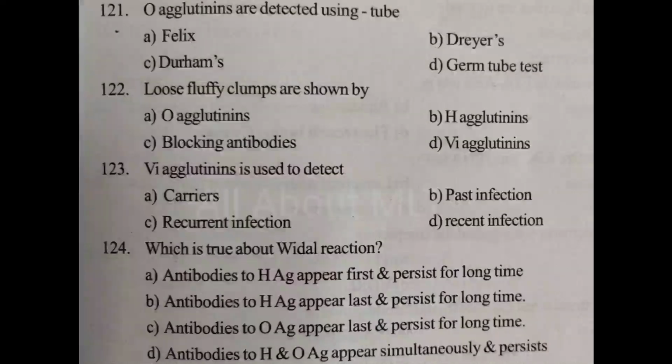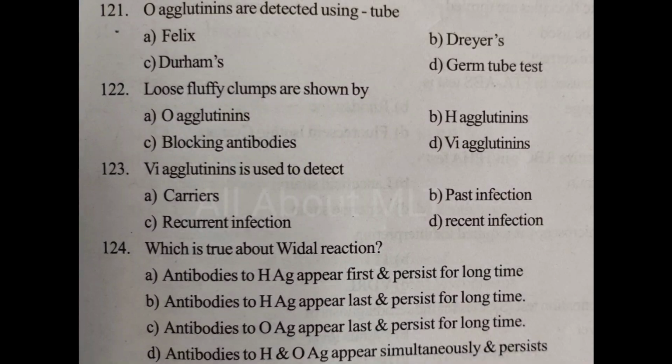O agglutinins are detected using dash tube. Option A, Felix. Option B, Dryers. Option C, Durham's. Option D, germ tube test. Answer is option A, Felix.